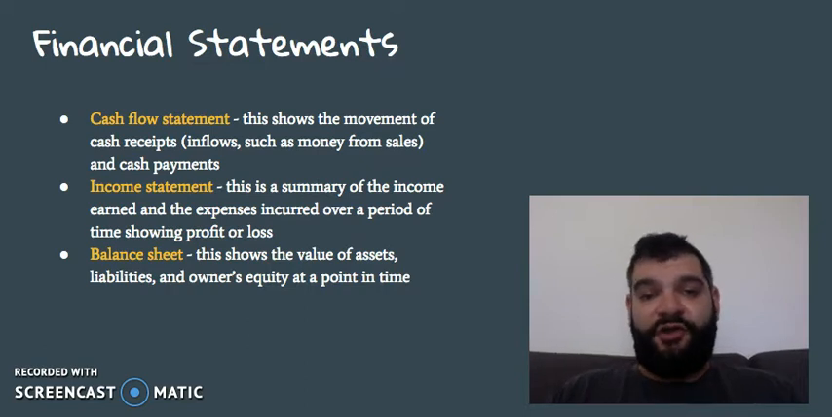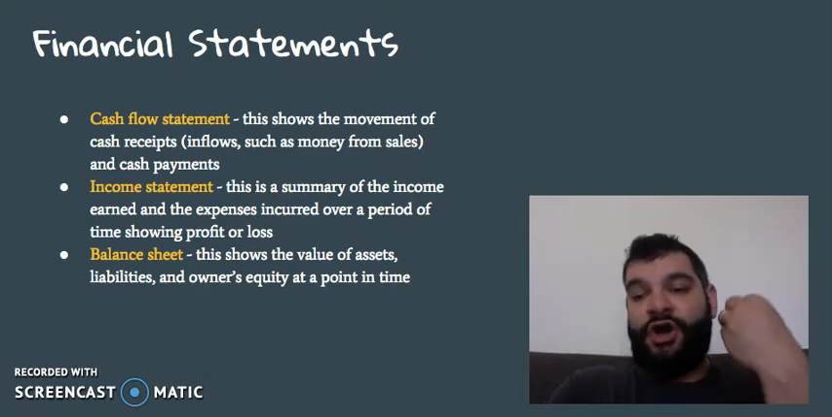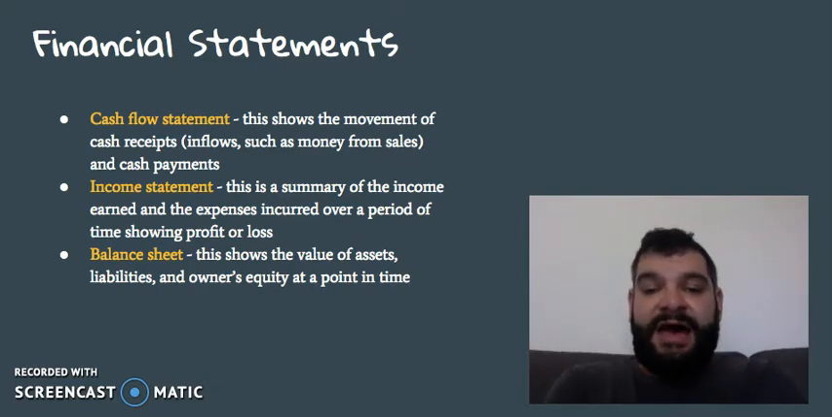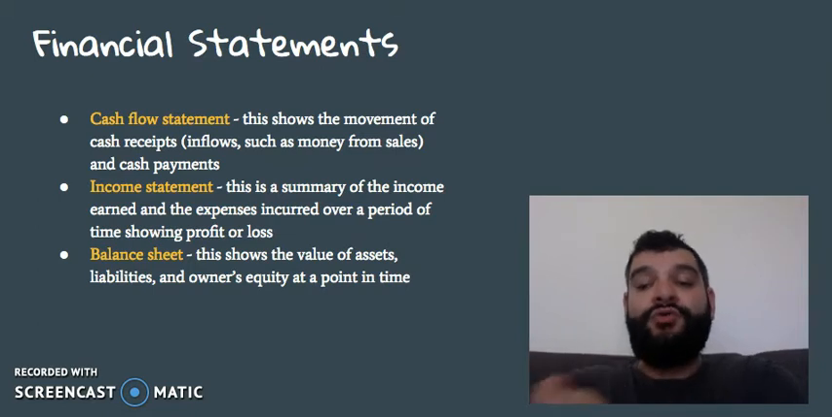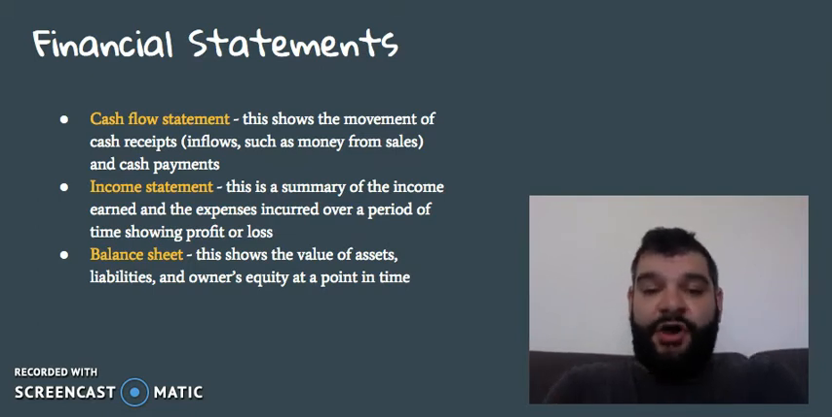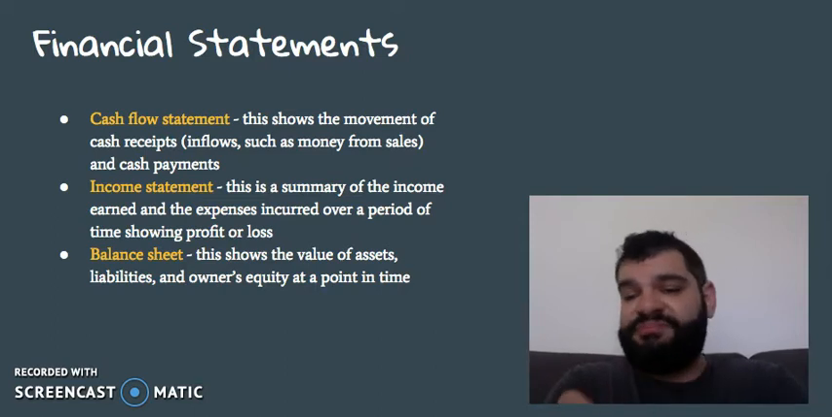And the third and final financial statement used is a balance sheet. This shows the value of assets, so what is owned by the business, liabilities, what is owed by the business, and owner's equity at a point in time. Again, normally a calendar year.